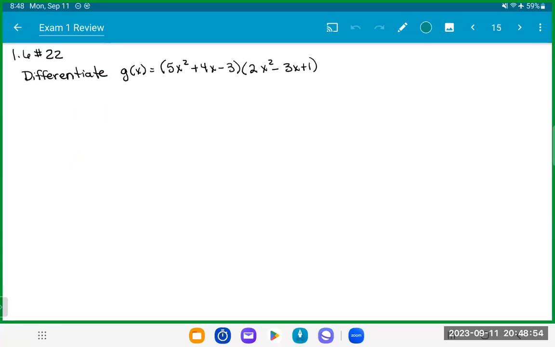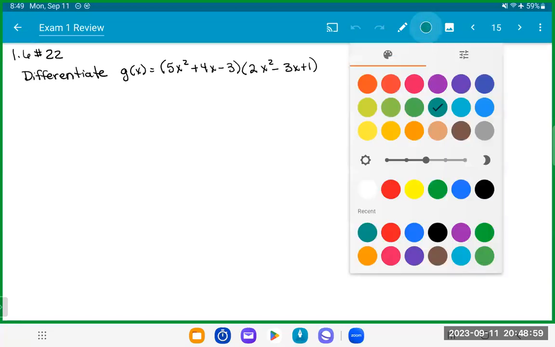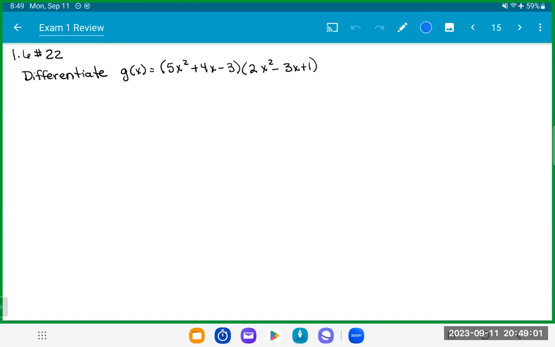Okay, so here we're taking two functions and multiplying them by one another. For this one, our first function, f, is equal to 5x squared plus 4x minus 3, and our g function is 2x squared minus 3x plus 1. Therefore, f prime is 10x plus 4, and g prime is 4x minus 3.